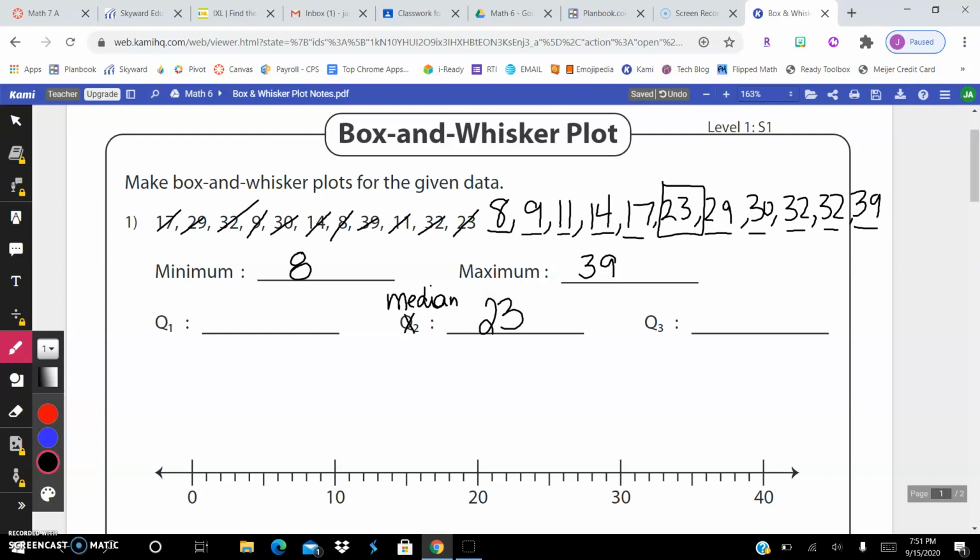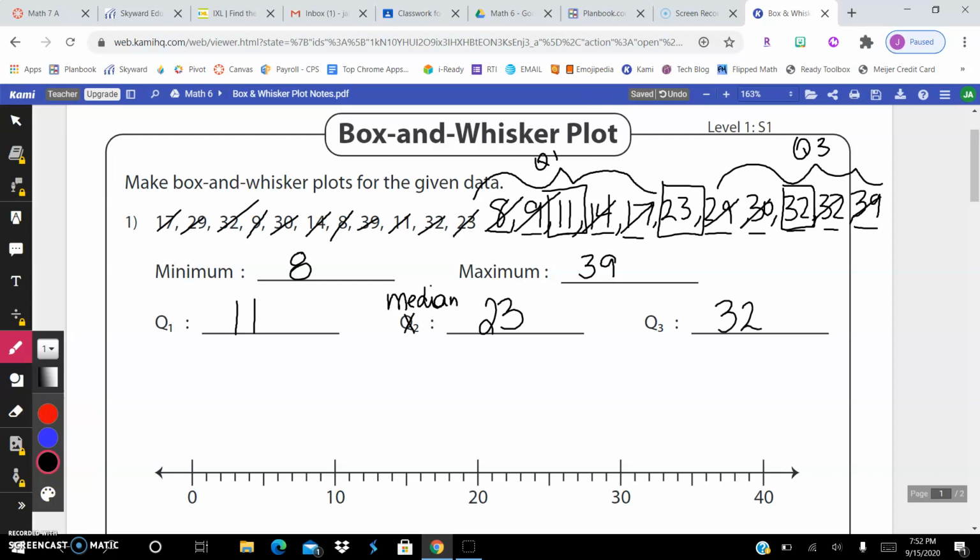Now this Q with a 1 behind it is called the first quartile. The first quartile is the median of the first chunk of data. So now I can cross them off. One from the front, one from the back, one from the front, one from the back. So 11 is our first quartile. And then the third quartile is the same thing, only with the numbers at the end of the list. One from the front, one from the back, one from the front, one from the back. Our middle number here is 32.